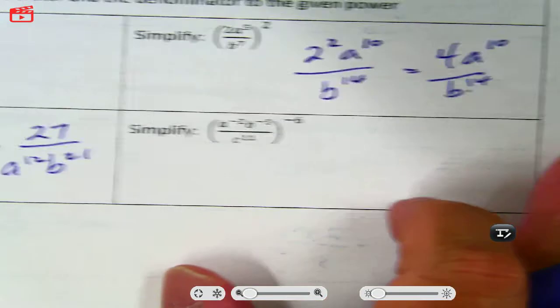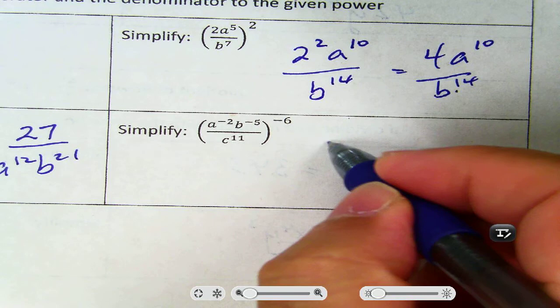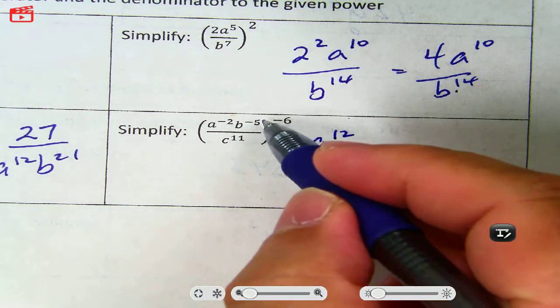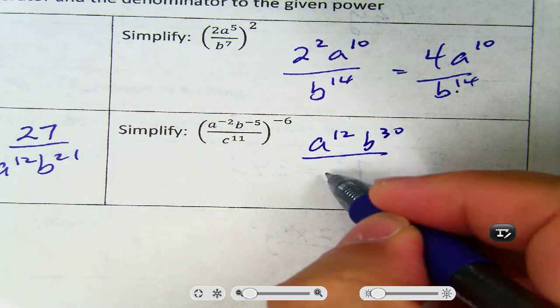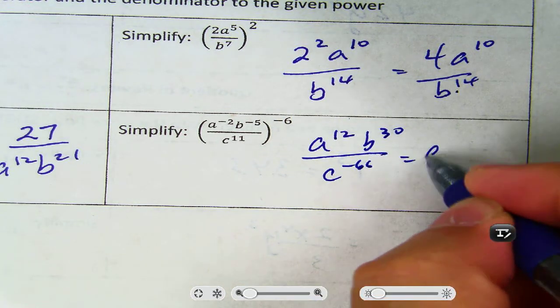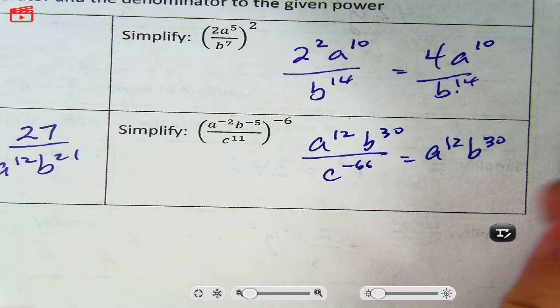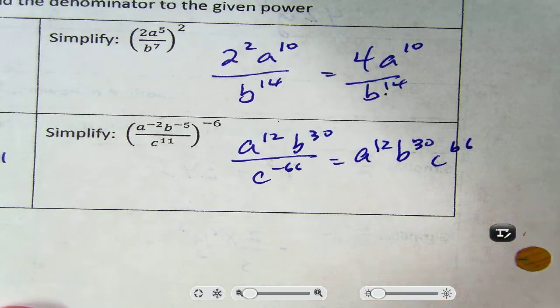Finally, this video seems to take forever. All right, distribute that exponent. That's going to be a to the positive 12. Negative 2 times negative 6 is positive 12. Negative 5 times negative 6 is positive 30. C, 11 times negative 6 is negative 66. Nothing happens to the a and the b because they have positive exponents, but c has a negative exponent, so I'm going to move it to the numerator and make it positive.